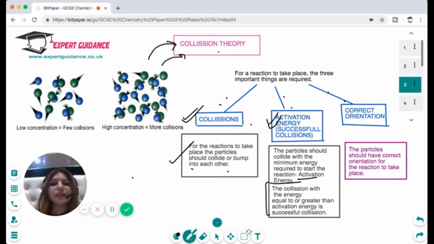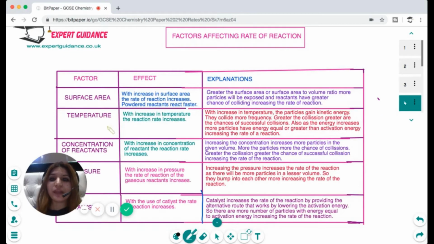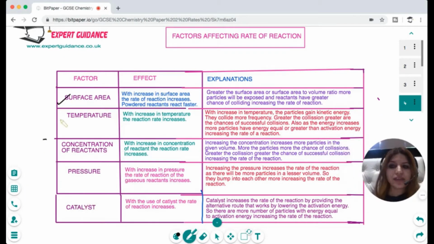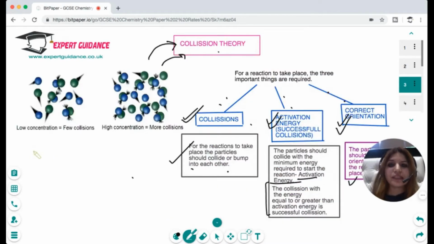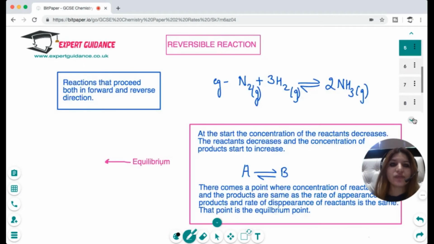And apart from collisions and the activation energy, proper orientation of the reactants is also required for the reaction to take place. So what are the factors that can now affect the rate of reaction? They are surface area, temperature, concentration of reactants, pressure, and catalyst. Now we'll answer all these effects and explanations on the basis of collision theory. Now you can see low concentration, fewer collisions; higher concentration, more particles to bump into each other, greater the rate of reaction. So we'll discuss the first factor, how the concentration affects the rate of the reaction.